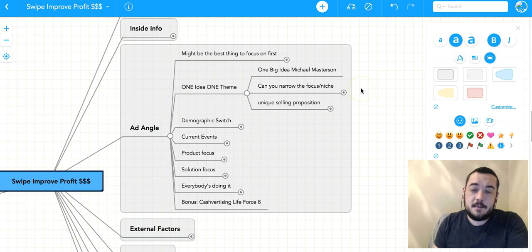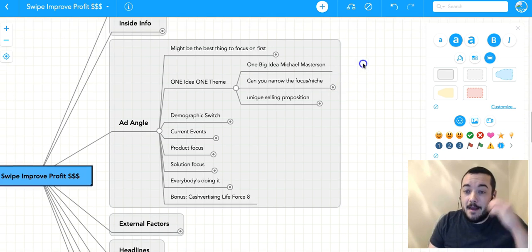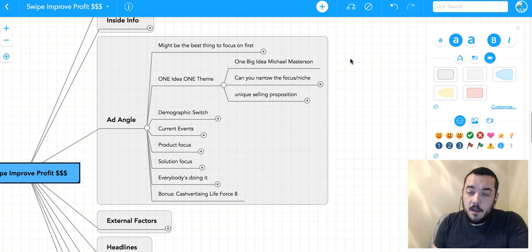Of course, the first thing is going to be one thing, one main idea, one theme. The one big idea comes from Michael Masterson. I believe he's the founder of AWAI, and he talks about how your advertisements, whatever you're writing about, should have one main idea, one main thing. The example they always give is the End of America, which was a very long-running VSL that did very well, and that has one main idea, the end of America.